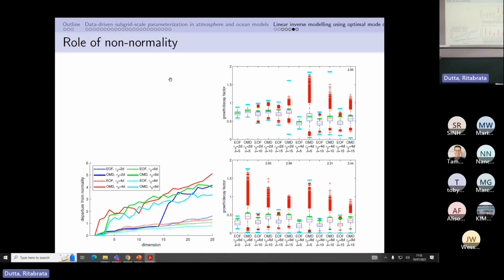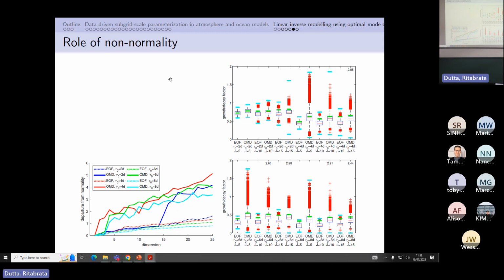piece of information, the role of non-normality. When is the OMD better than the DMD? One part of the story is the eigenvalues, so the damping timescale. But there's another part, and that's the non-normality. We know the operators in shear turbulence, so that's from the atmospheric model again. It's the application of the same intermediate complexity model we had before. We know in atmospheric models, the operators are highly non-normal. And we see the non-normality is captured much better by the OMD than the DMD.